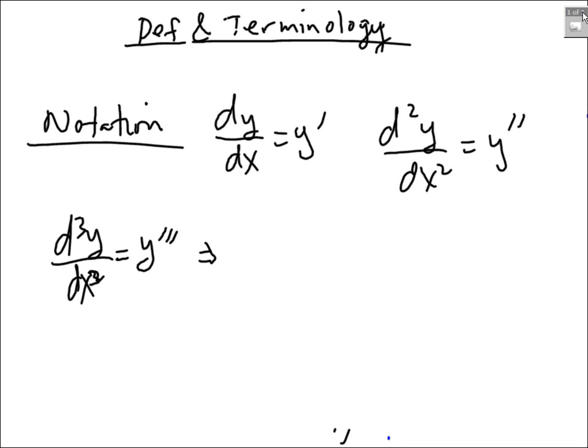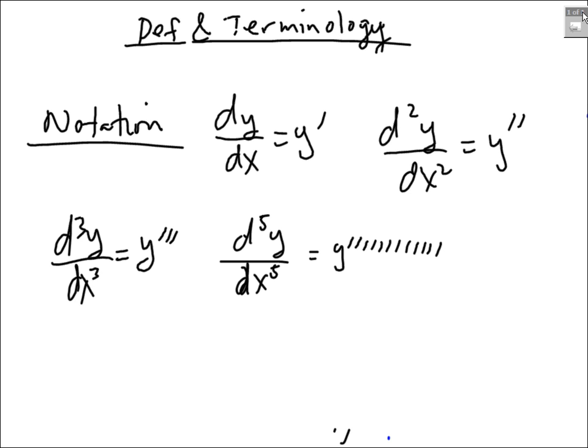Generally, when you take more than 3 primes, say the fifth derivative of y with respect to dx to the fifth, you're not going to go 1, 2, 3, 4, 5. I mean, what if it was 12? 6, 7, 8, 9, 10, 11, 12? No. If it's more than 3, you put a 5 up here because it's fifth, and in parentheses.